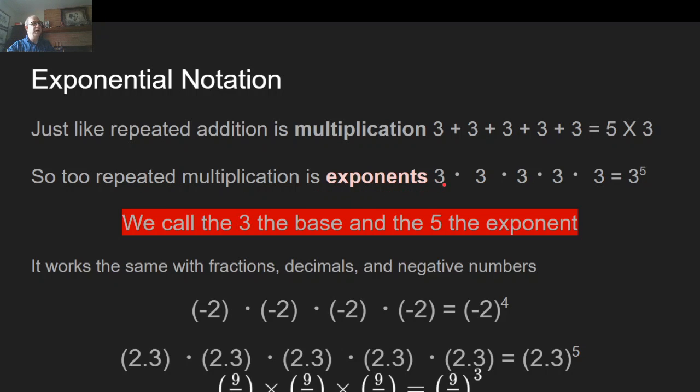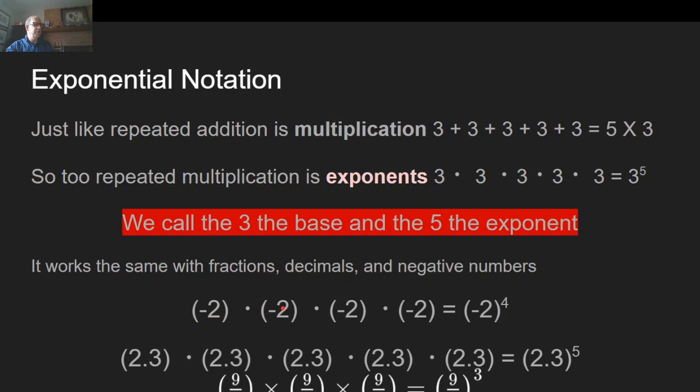So if I multiply 3 times 3 times 3 times 3 times 3, so I'm multiplying 3 5 times, that is saying 3 to the power of 5. And so we call this 3 the base and 5 the exponent. So I would say this as 3 to the power of 5. And it works with everything.